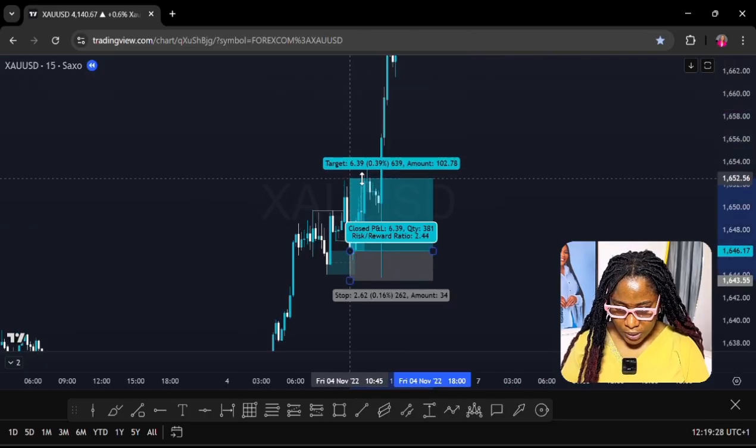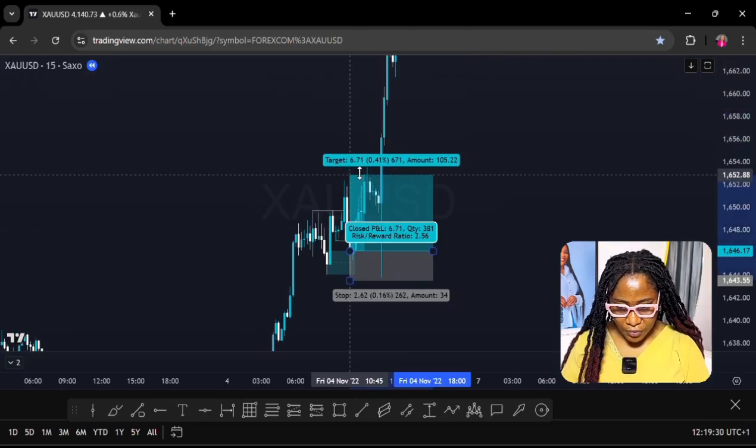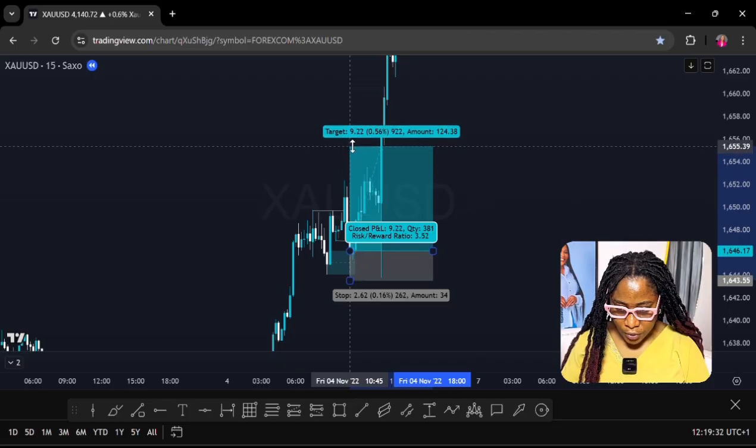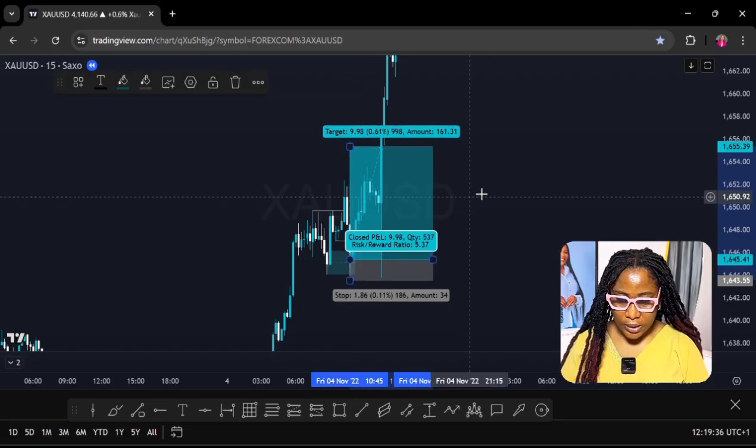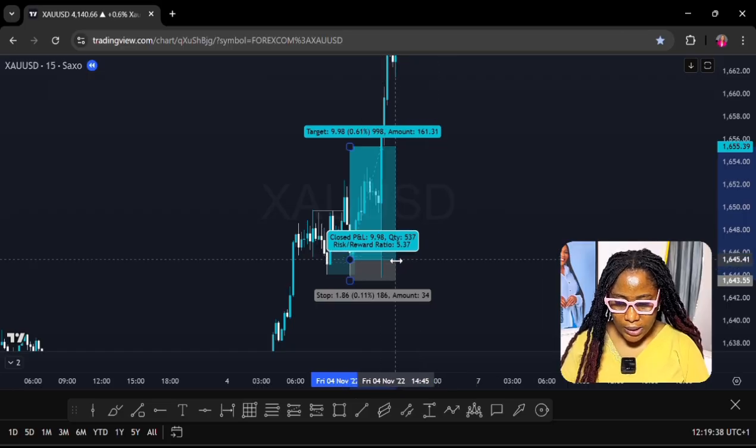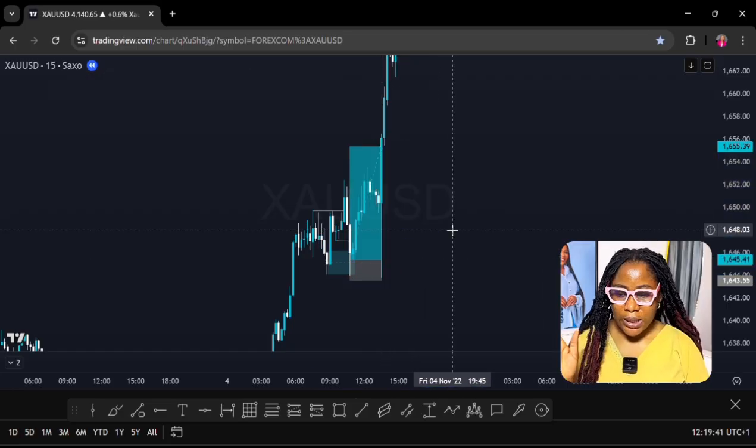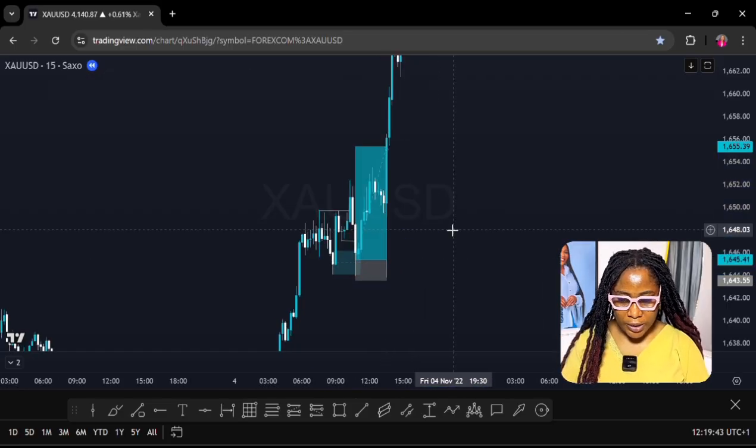And the target will be this high. Me, I love 1 is to 4, so I'll make it 4. If it's not getting there and it's going too far, I'll just bring it to the center. So this was a clean trade that hits TP.